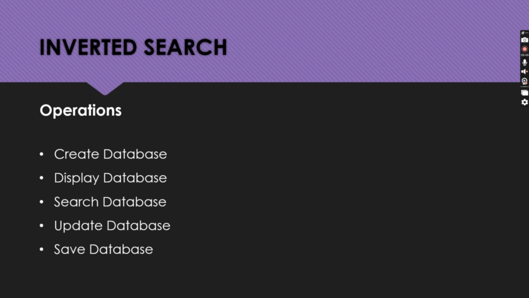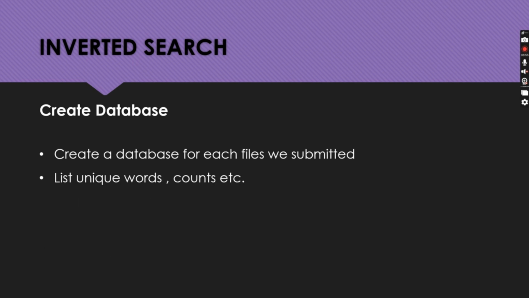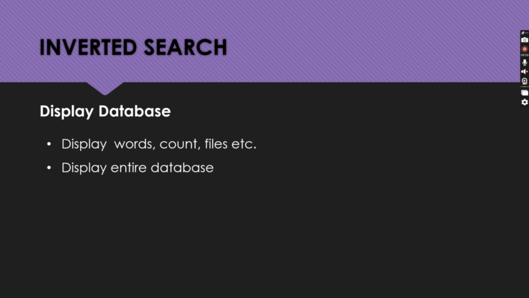We first want to create a database, and then we use the second operation, display database. It shows the table: which words are present, how many times each word is present, and which file contains that word. It will display the entire database that we created, and show the full list of that database.